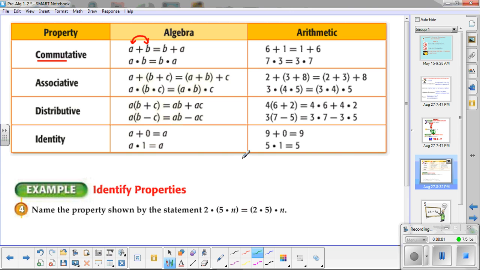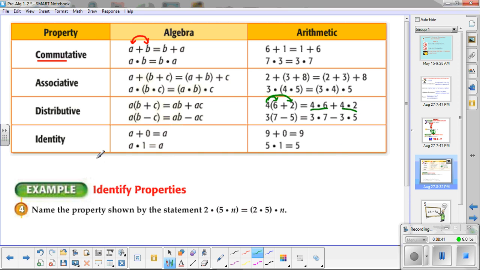Next up, we have distributive property. Distributive property means that if you have a number on the outside of parentheses like this, where you have an addition or a subtraction problem, what you do is you distribute, or multiply, everything in the parentheses by that number on the outside. So in this example, it's 4 times 6, plus 4 times 2. 4 times 2 is 8. And then you would add those two answers together.